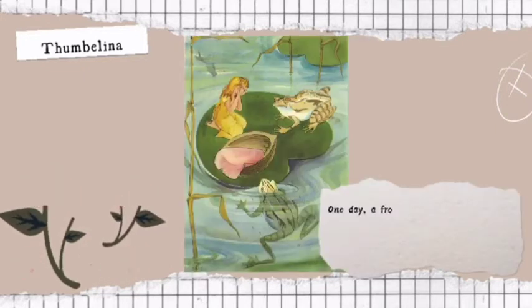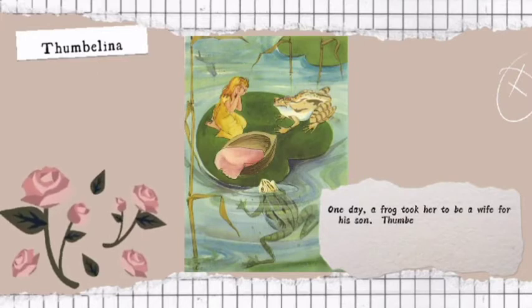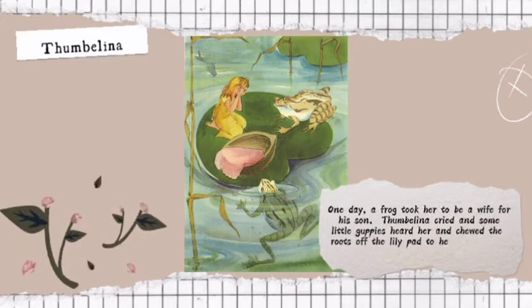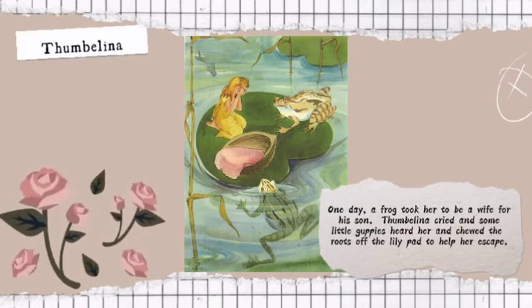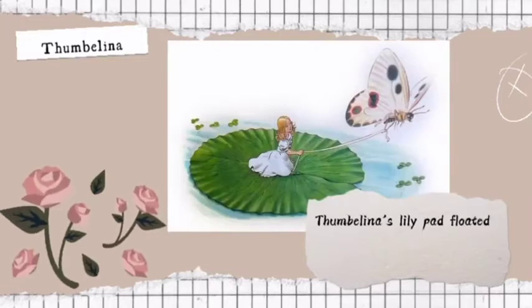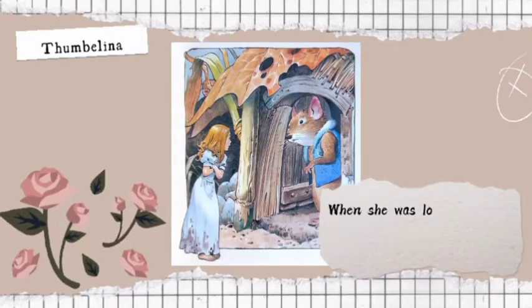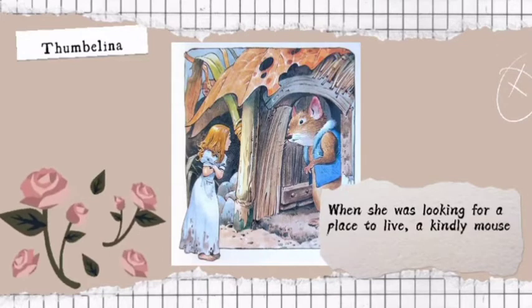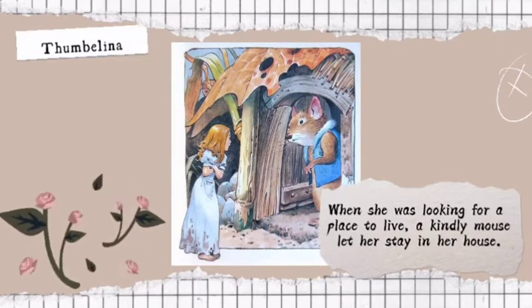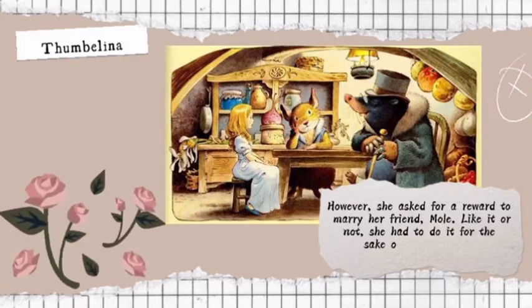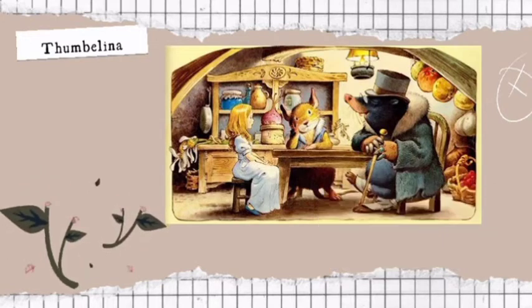One day, a frog took her to be a wife for his son. Thumbelina cried, and some little fish heard her and chewed the roots of the lily pad to help her escape. Thumbelina's lily pad floated away. A few hours later, she finally stopped floating. When she was looking for a place to live, a kindly mouse let her stay in her house. However, she asked for a reward: to marry her friend, Mo. Like it or not, she had to do it for the sake of repaying her.